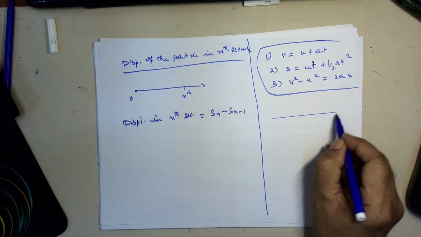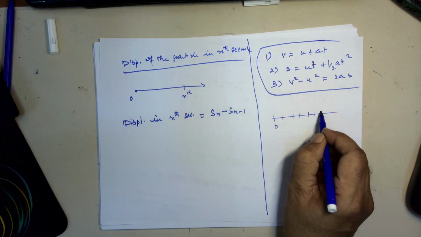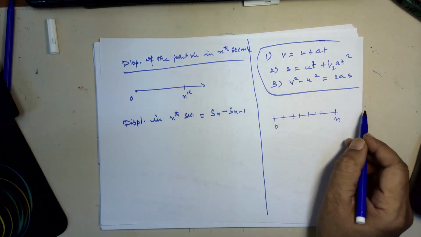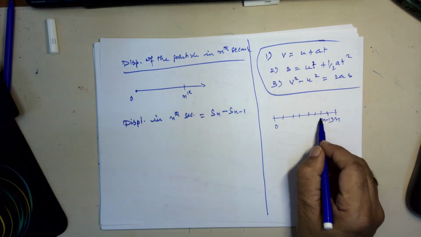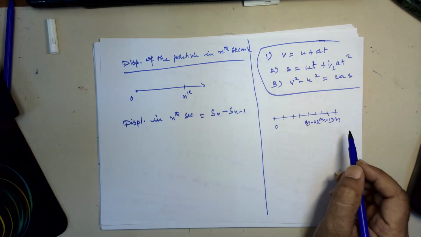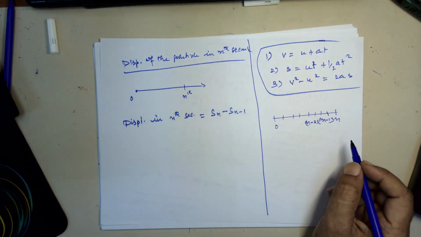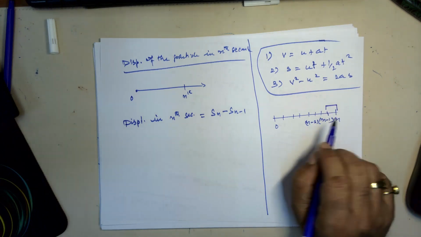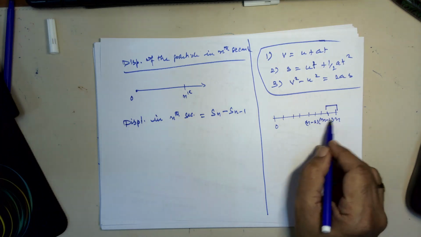In AP, you would have studied like this: 0 to 1, 2, 3, 4, 5, 6. Suppose you have got n number of positions, what is the previous position? That is n minus 1. What is the position before that? That is n minus 2. Do you understand this? Okay. So we are calculating this distance. Are you able to follow? Sn minus Sn minus 1.